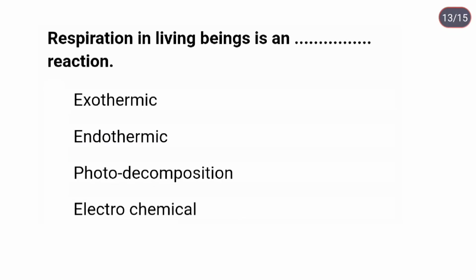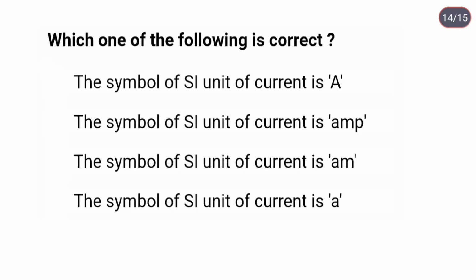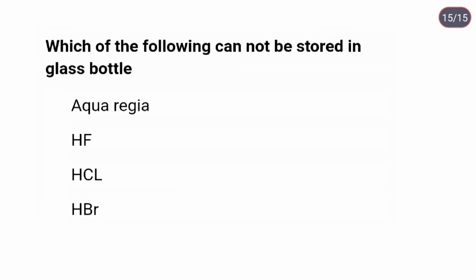Respiration in living beings is an dash reaction. Exothermic. Which one of the following is correct? The symbol of SI unit of current is A. Which of the following cannot be stored in glass bottle? HF, hydrogen fluoride.